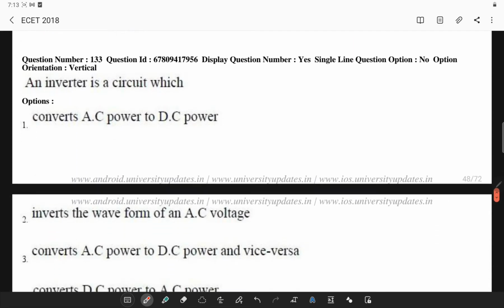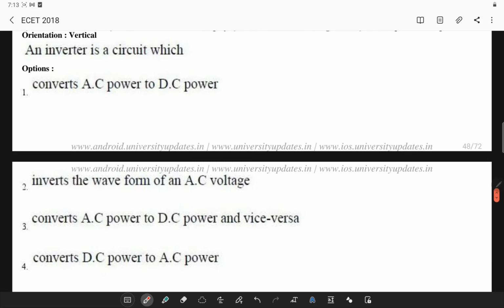So next, what exactly is an inverter circuit? An inverter basically converts DC power into AC power.